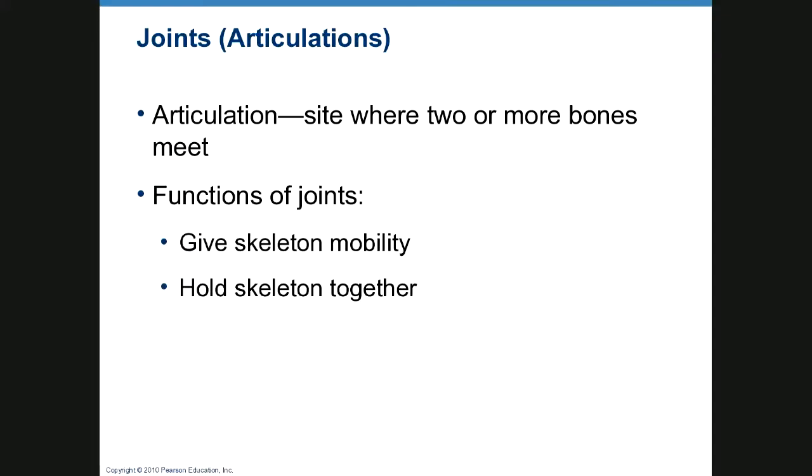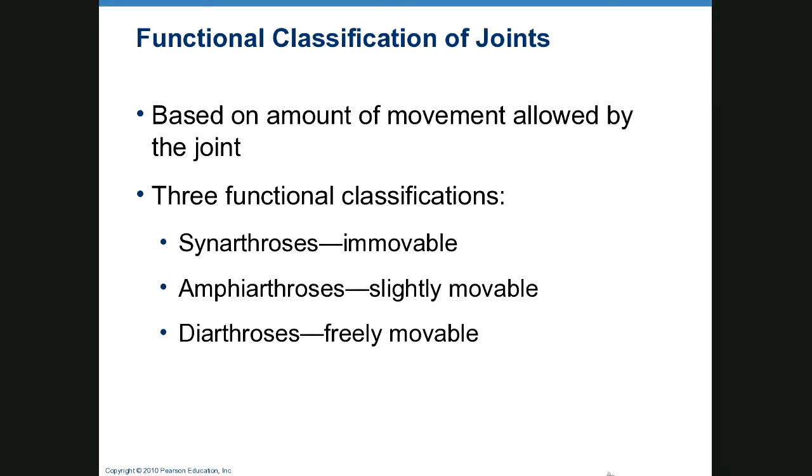This lecture is about joints, or articulations, and an articulation is where two or more bones meet. Functions of joints: they give the skeleton mobility and also hold the skeleton together. Functional classification of joints is based on how much movement is allowed. We have three classifications: synarthrosis, that's immovable; amphiarthrosis, slightly movable; diarthrosis, freely movable.